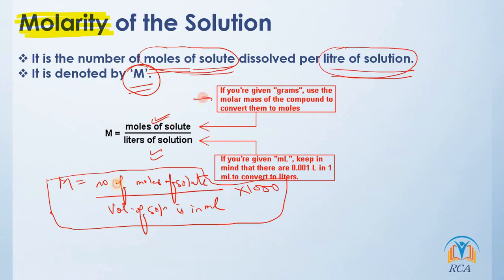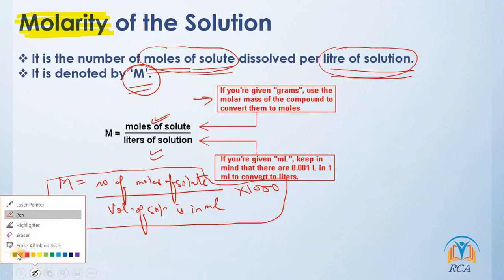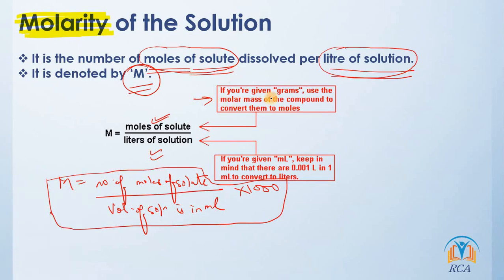This is what has been given in these key points as well, right? What are these key points telling us? The key points are saying that if you are given grams, that means if the mass of the solute is given, not the number of moles but the mass, then use the molar mass of that compound to convert them into moles. So if you are given W grams of a particular solute, then what we're going to do is divide that with the molar mass of that particular solute to convert that into the number of moles, which is N, for example, right? And similarly, if you are given ml, that means if the volume is given in ml, then we have to keep in mind that there are 0.001 liters in 1 ml.